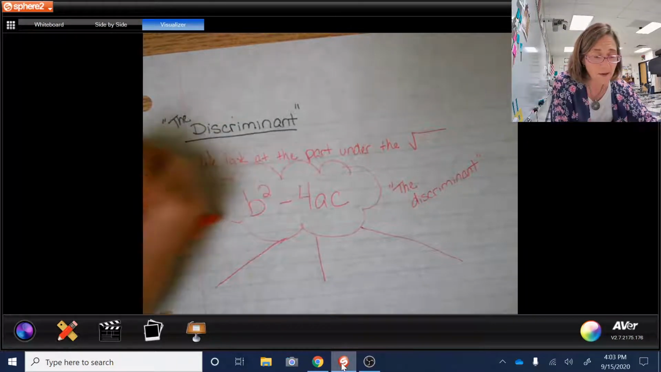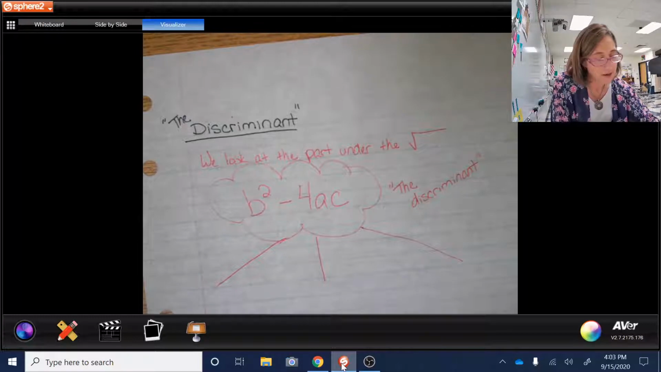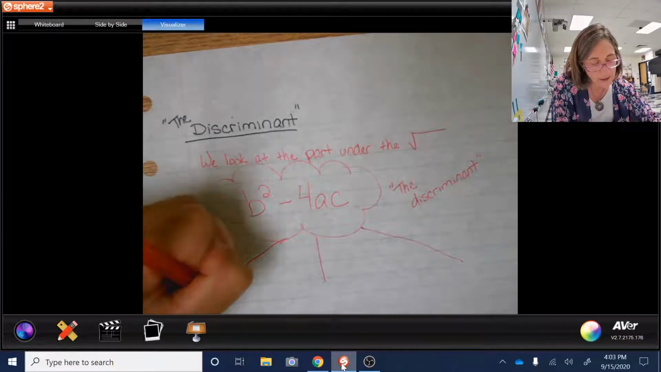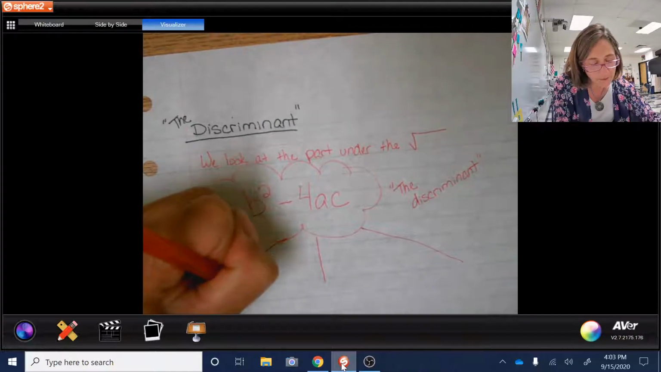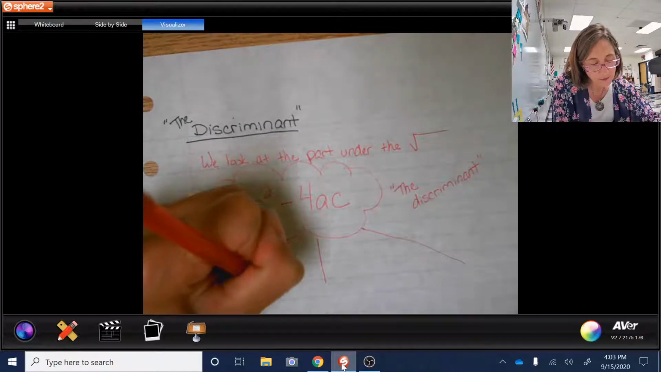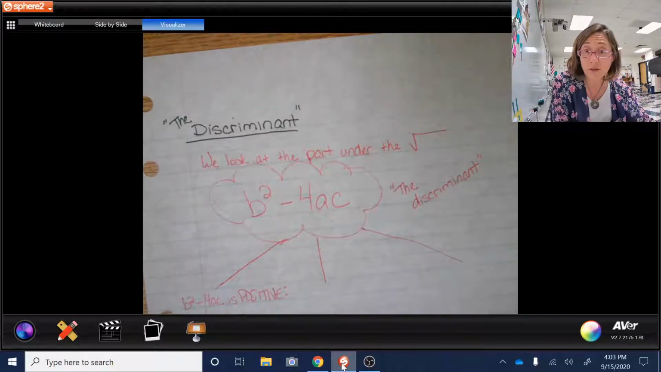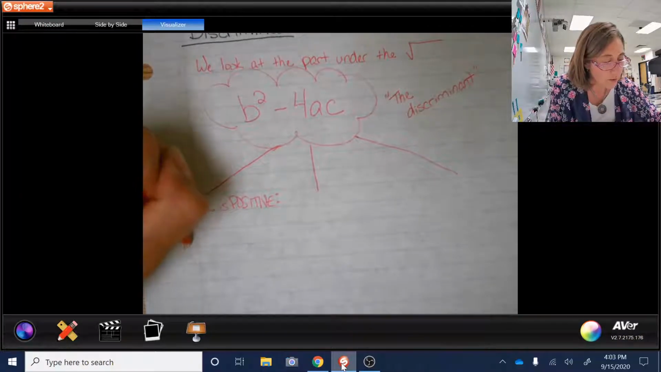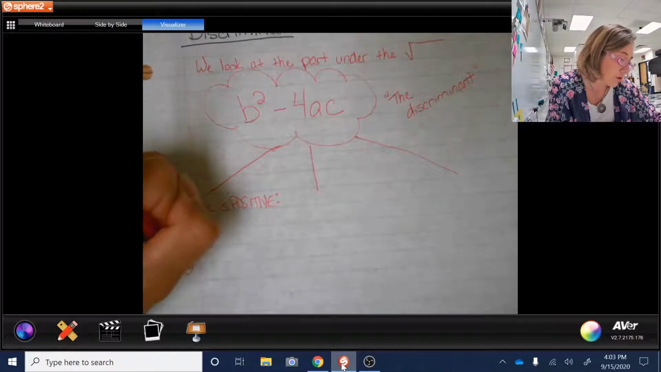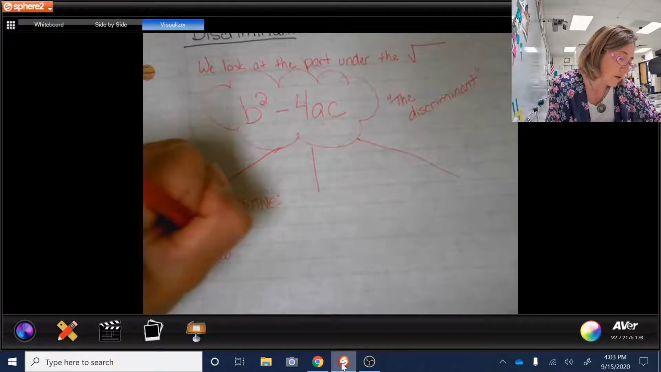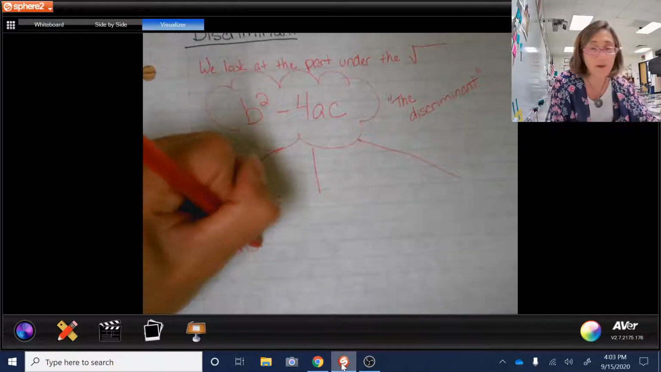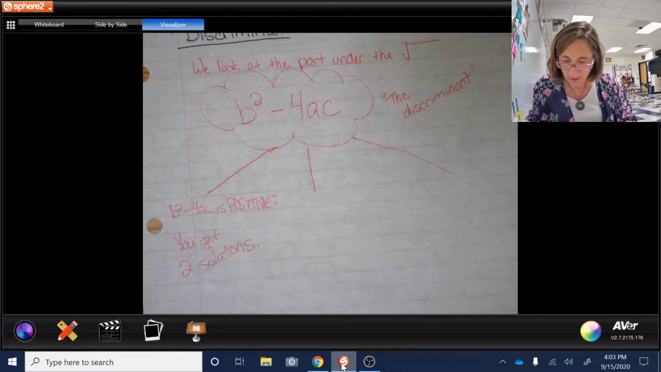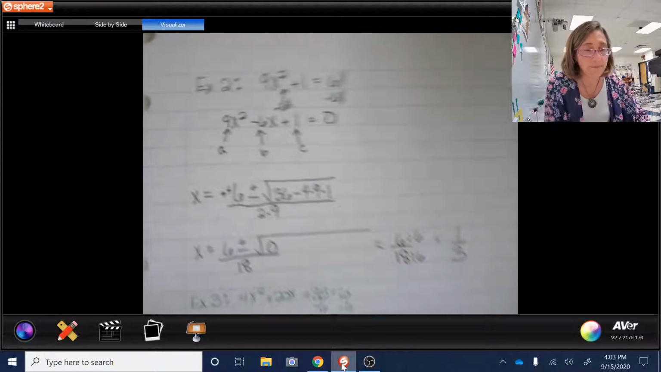So if you look at that b squared minus 4ac part, if the b squared minus 4ac is positive, you'll get two solutions. Oh, sorry, you can't see that, can you? You get two solutions, two x-intercepts, if you want to say, okay?